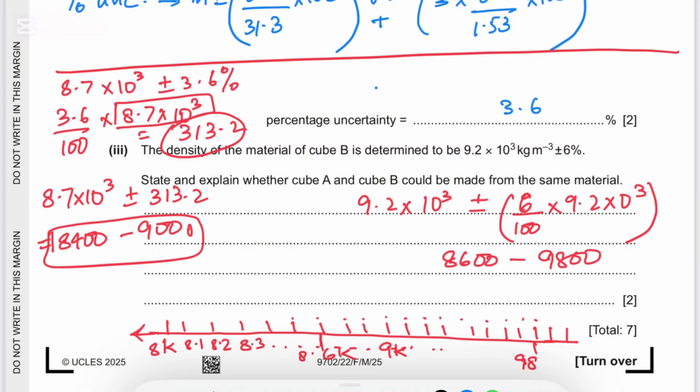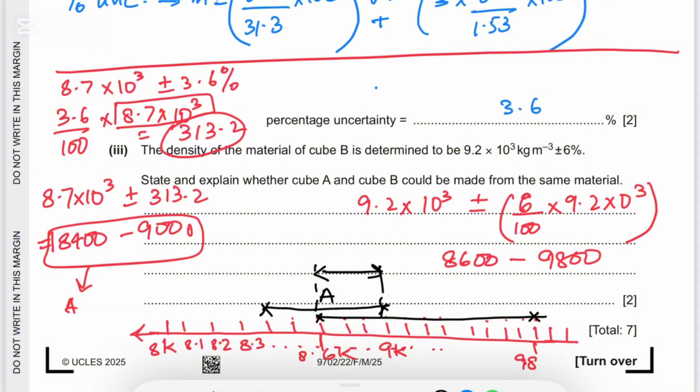Okay, so the possible range of the density of A lies from 8400, that's this mark over here, up until 9000. And then the possible range of values for B lies from 8600 up until 9800. As you can see, this region over here is the overlap of possible values.